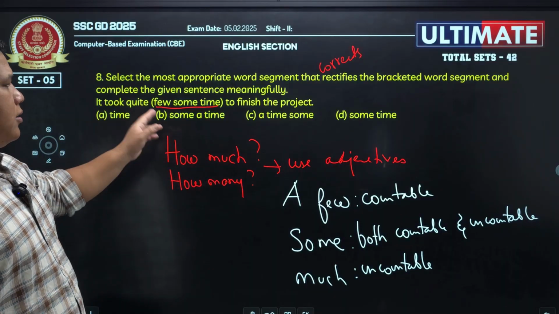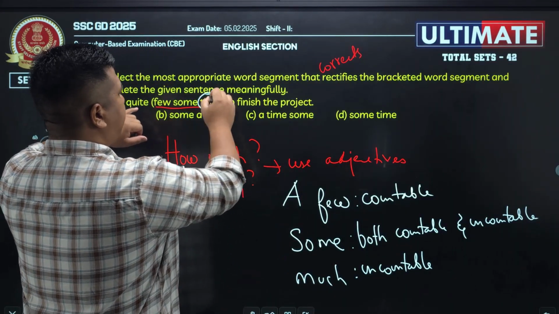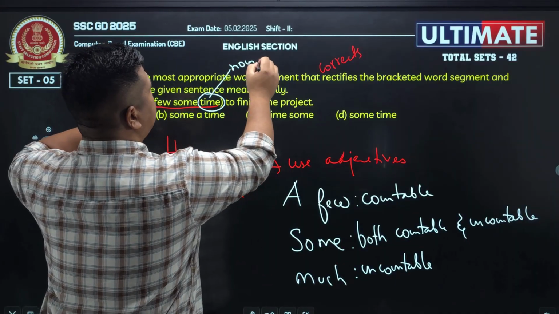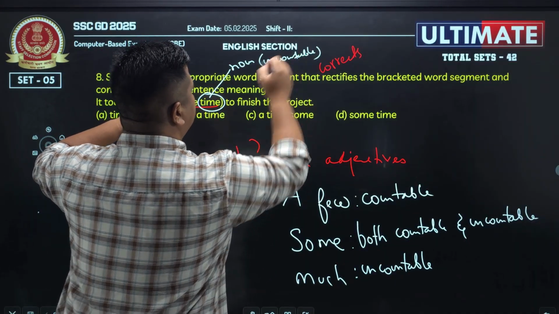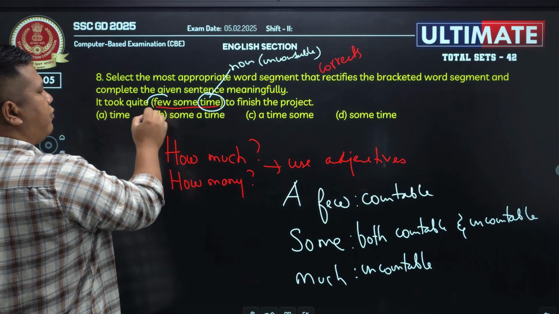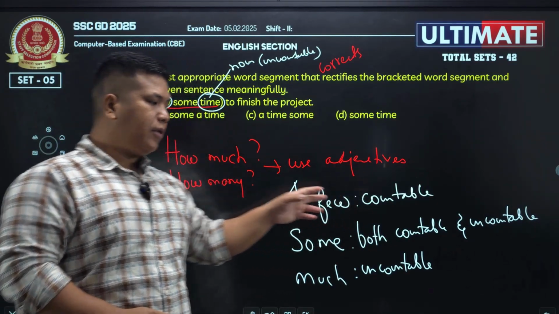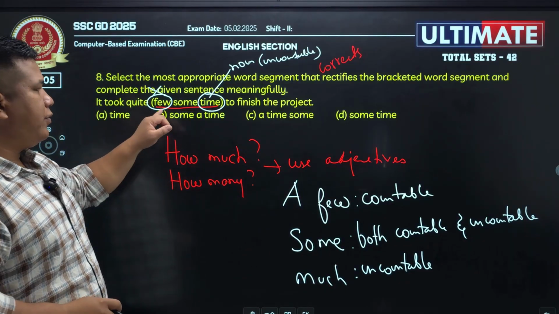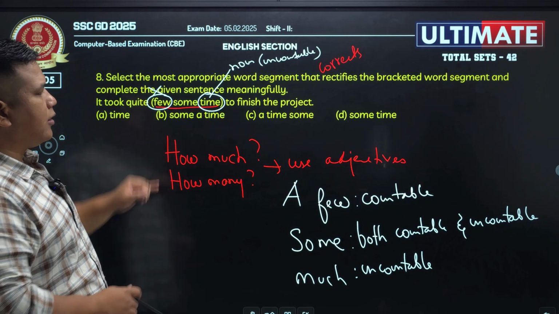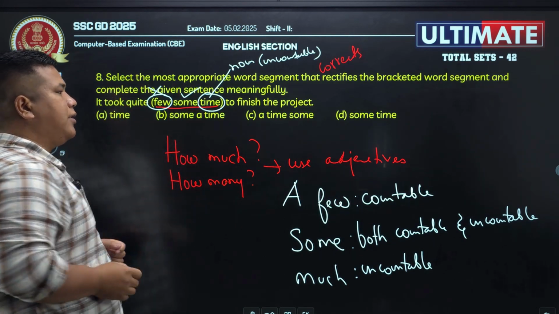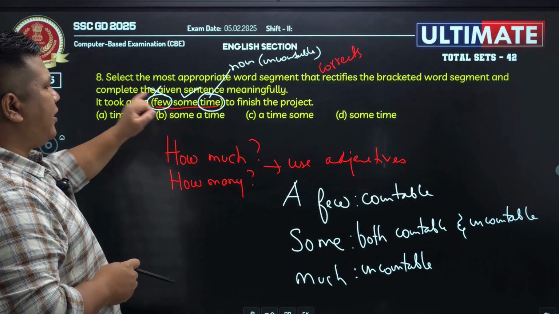Well, what we are looking for is describing the time. Time is the noun, and as we know, time is uncountable. So few cannot be used, because few is for countable. So few is an error. Some is used with both countable and uncountable. So option A, it took quite some time.